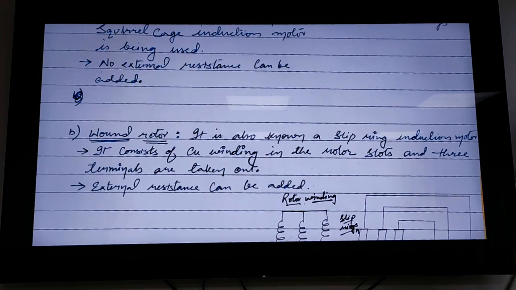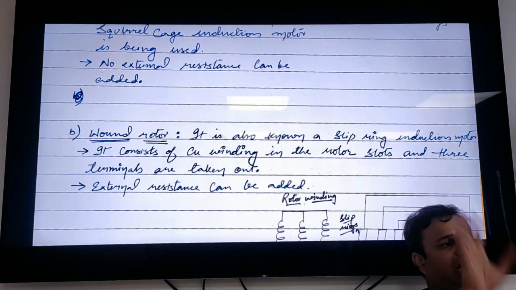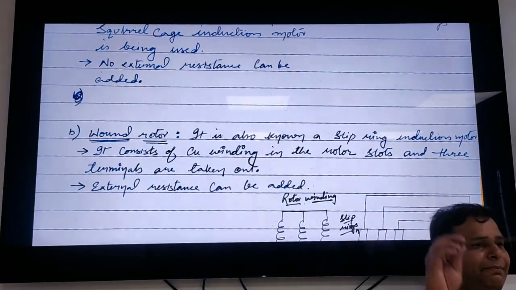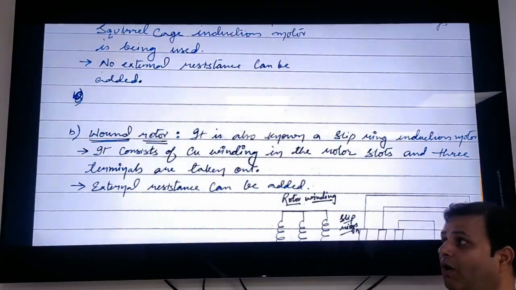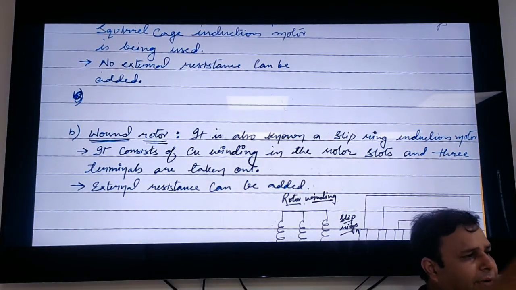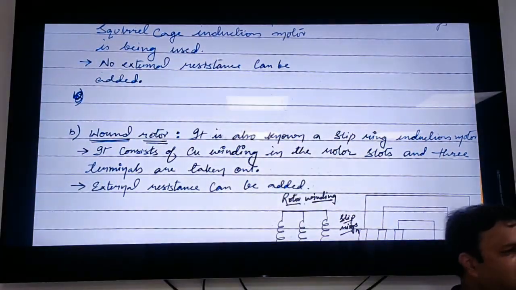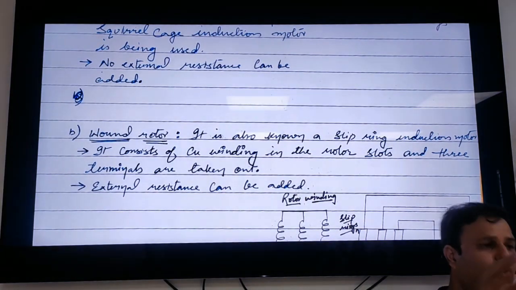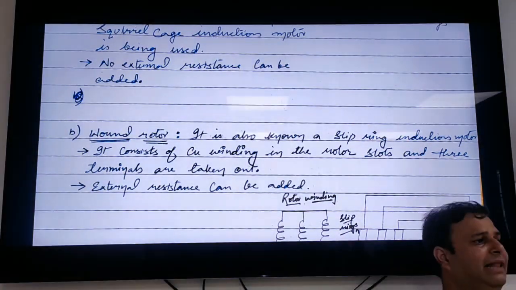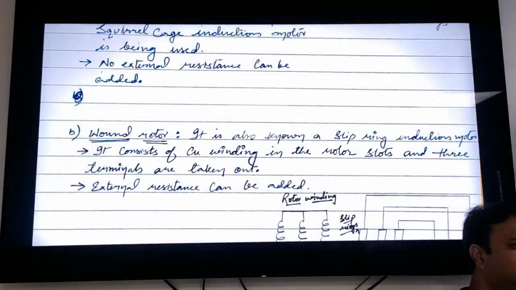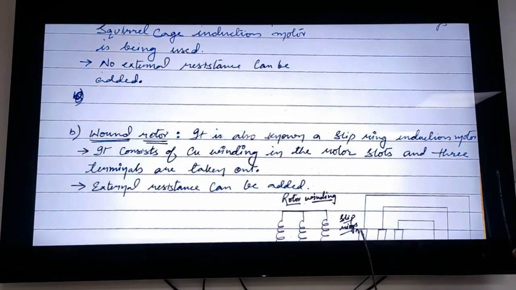In squirrel cage, what we have was bars of conductors. We do not have any copper conductors in it. We had bars of conductors short circuited by end rails. But in the wound rotor induction motor, we have thin copper wire wound on it, and we have taken 3 terminals out of it. Those 3 terminals taken out of the rotor circuit help us to add some external resistance. How we add external resistance will be shown in the diagram.